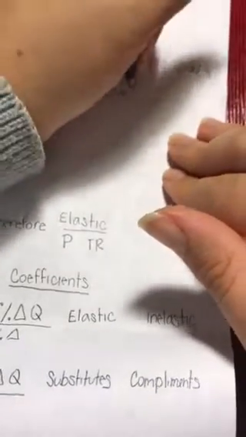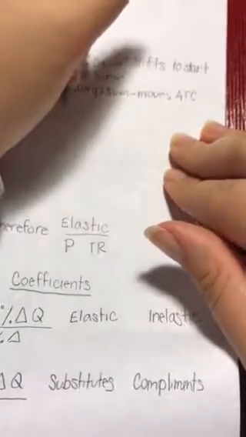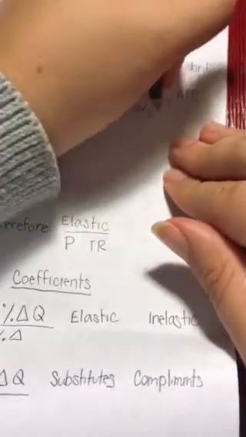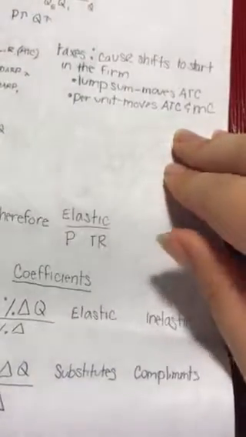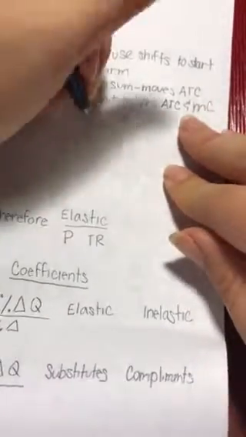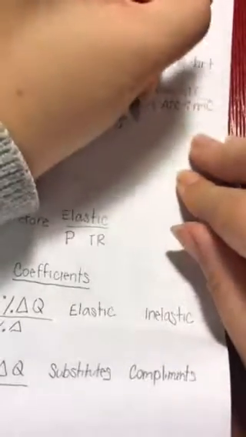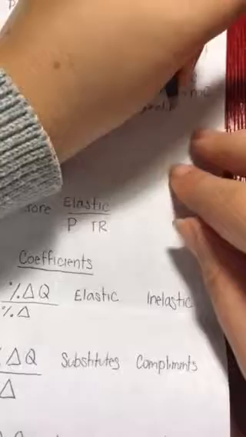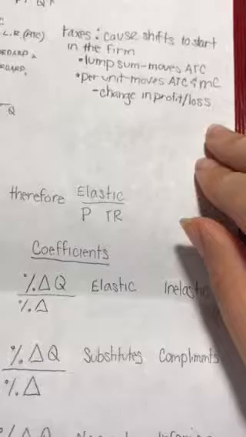Lump sum, which moves ATC, and then per unit moves ATC and MC. Okay. Important to note here, if we're moving ATC and MC, we're going to see some sort of change in profit or loss. Why? Because our point of intersection is changing. So that's going to either increase profit or decrease your profit.